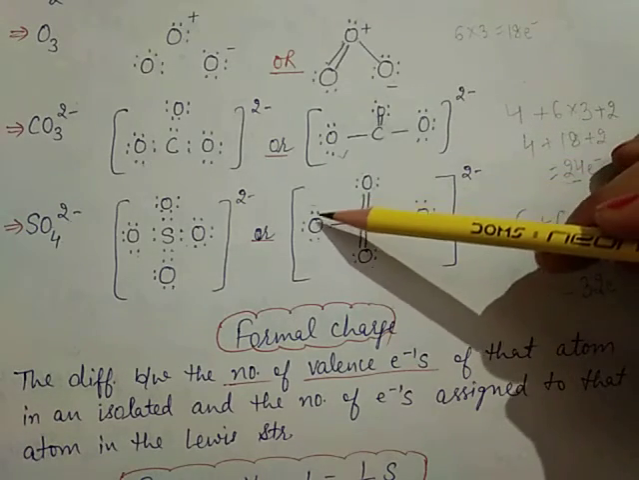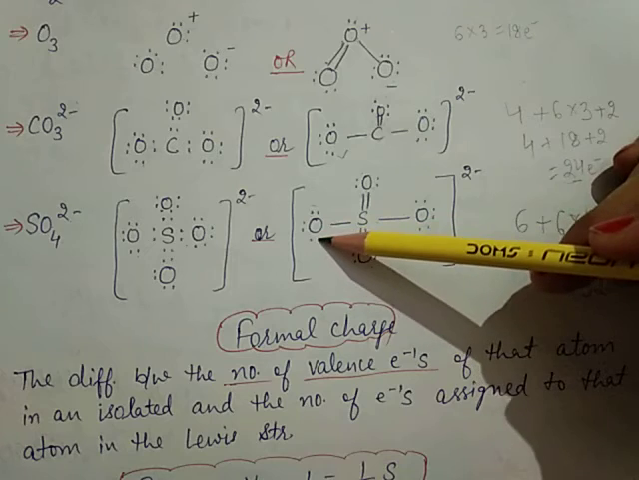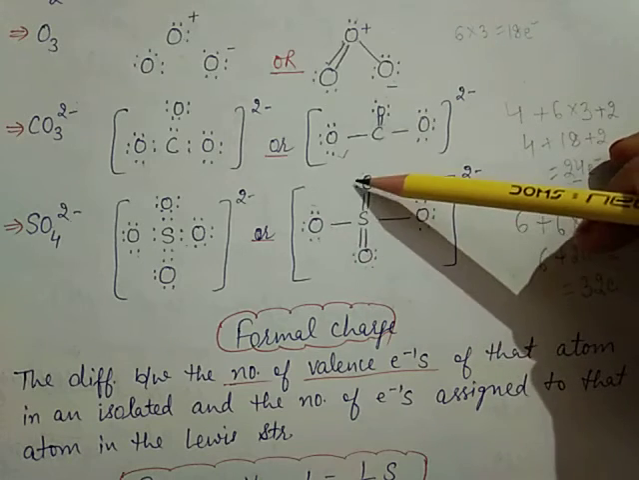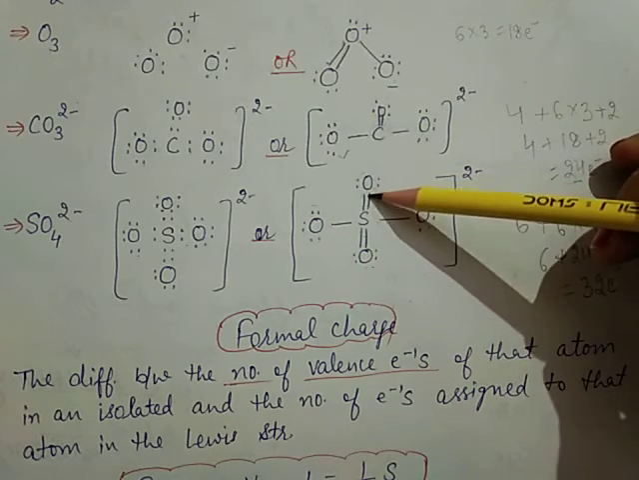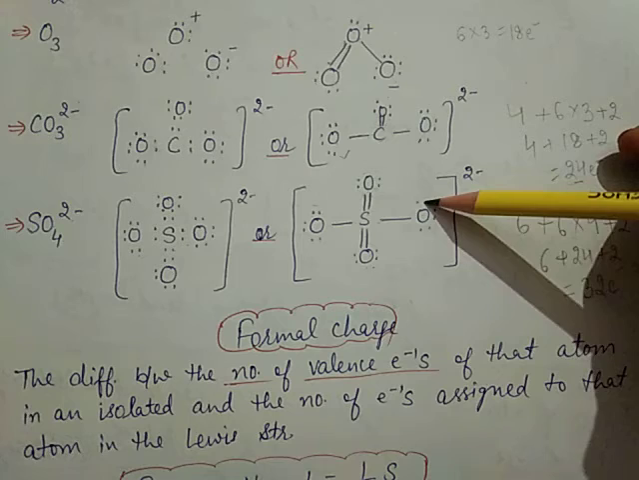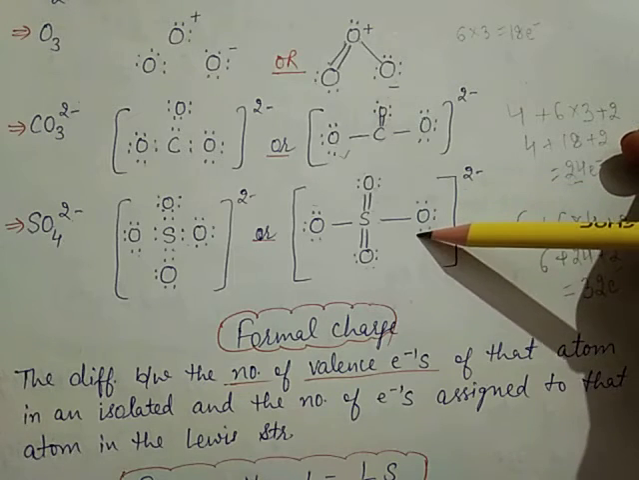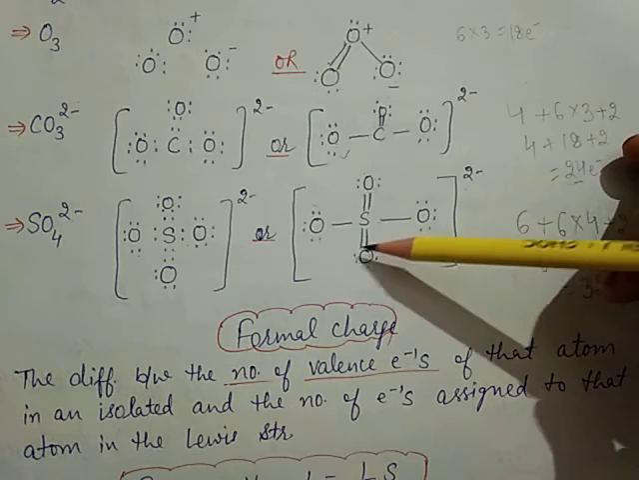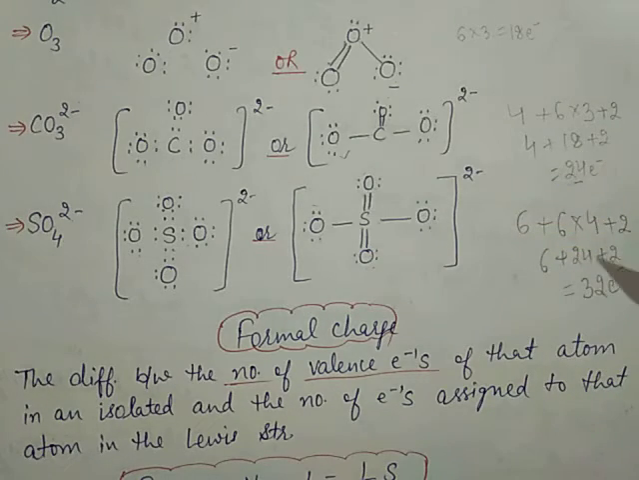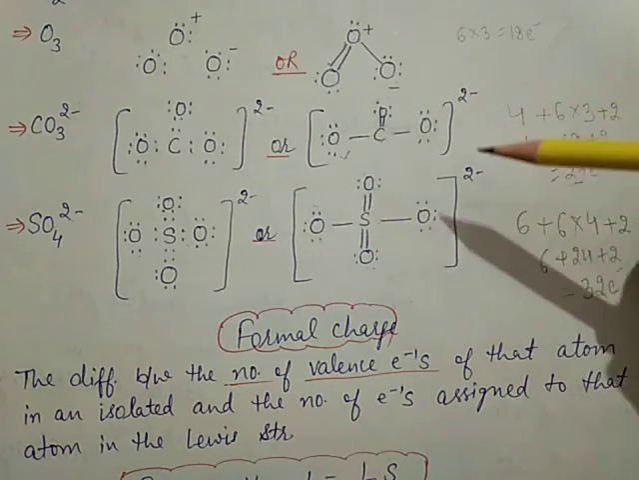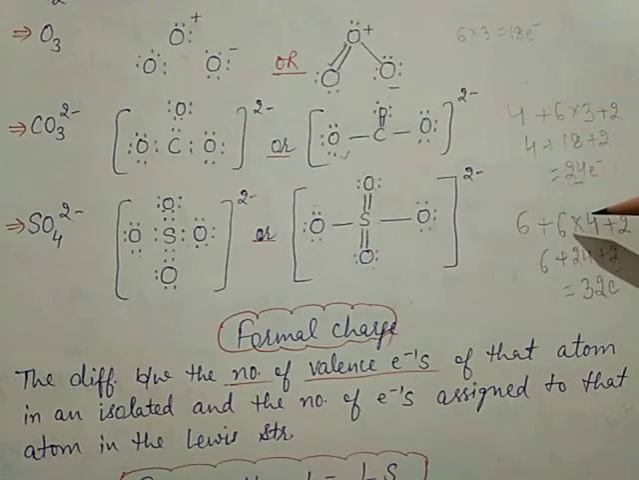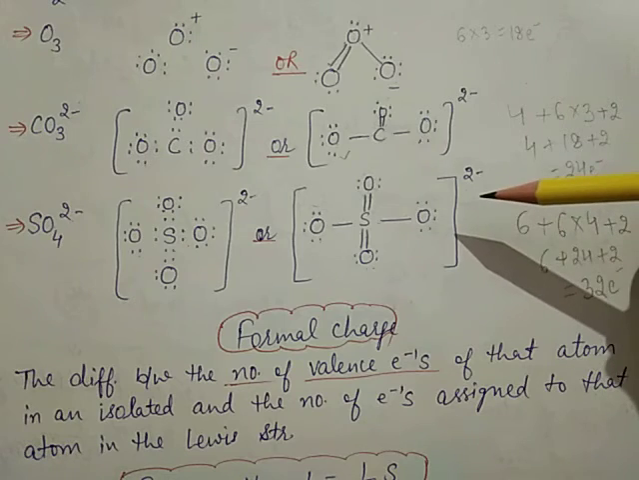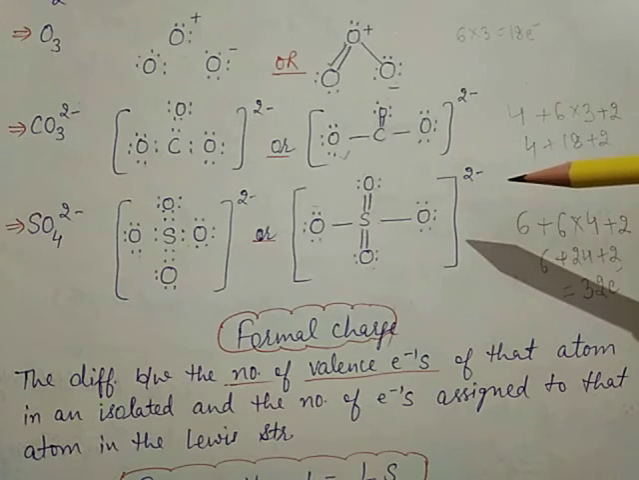Count these electrons. 1 2 3 4 5 6 7 8 9 10 11 12 13 14 15 16 17 18 19 20 21 22 23 24 25 26 27 28 29 30 31 32. Completed. So with the help of these total valence electrons, we can easily write down the structure of any molecule.